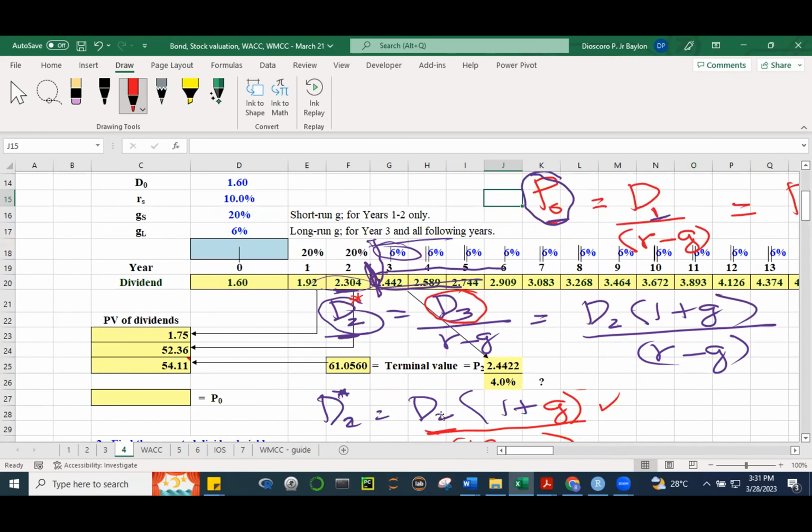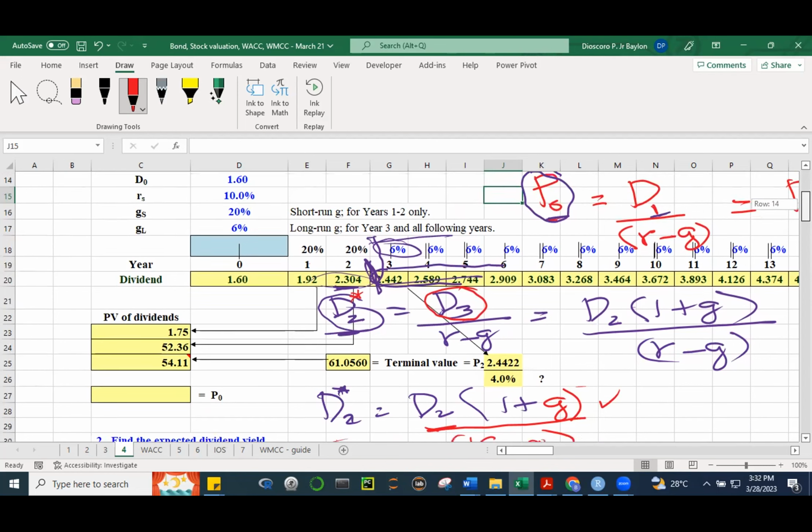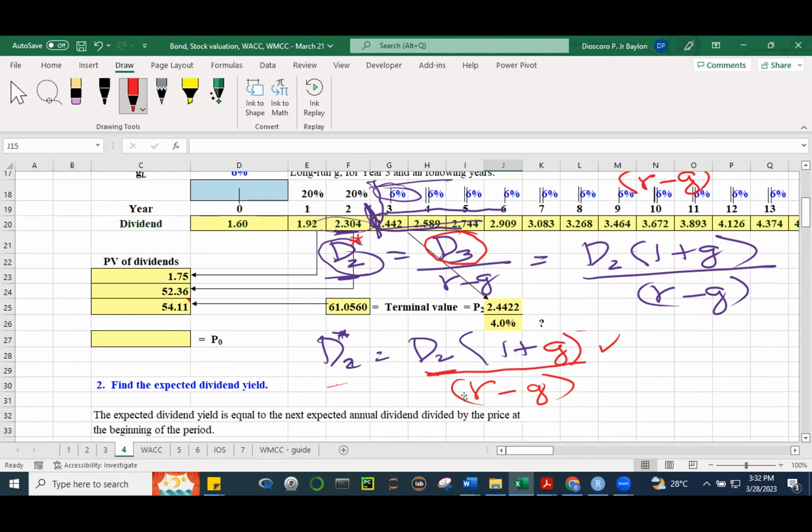So this is a pretty straightforward formula. It's just D2. What's your D2? This one. And then you multiply it by 1 plus G, and then divide it by your R minus G. I'll wait for you to chat, please, what answer you're getting. Kindly chat, please. What is the value of the dividends? We're only at dividends, class.